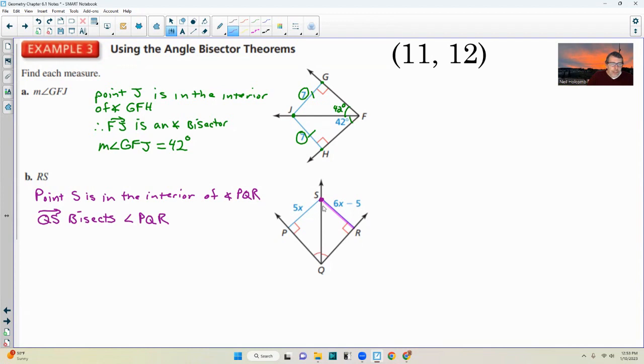All right, the next thing we know is PS is perpendicular to ray QS. Segment PS is perpendicular to ray QS, comma, ray RS is perpendicular to ray QS.